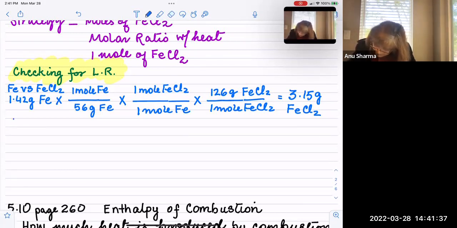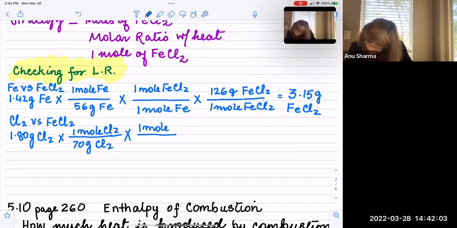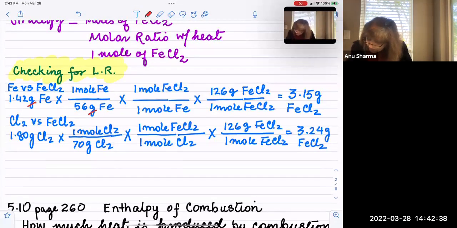Okay. Next is chlorine. Chlorine versus FeCl2. How much can you get when you use 1.80 grams of chlorine, times, convert that to moles, 1 mole of Cl2 over 70 grams of Cl2, times 1 mole of FeCl2 over 1 mole of Cl2, because that's a 1:1 ratio from the balanced equation. And here you have 1 mole of FeCl2, and here you have 126 grams of FeCl2. Okay, so this gives you 3.24 grams of FeCl2.